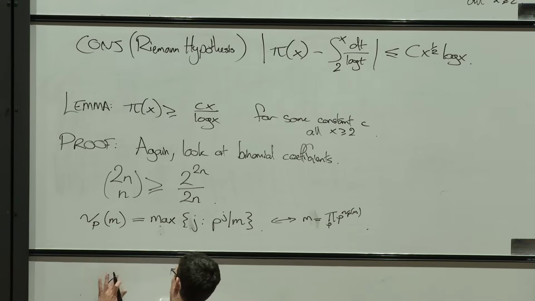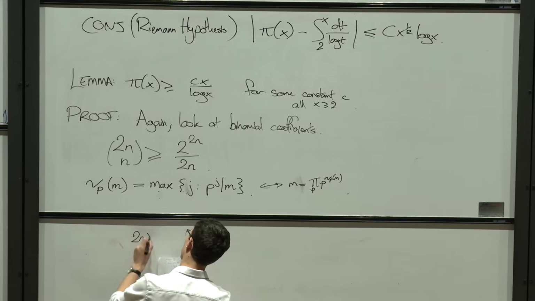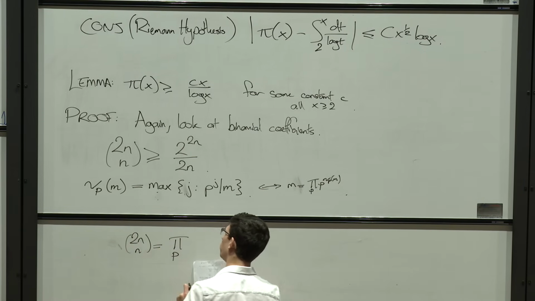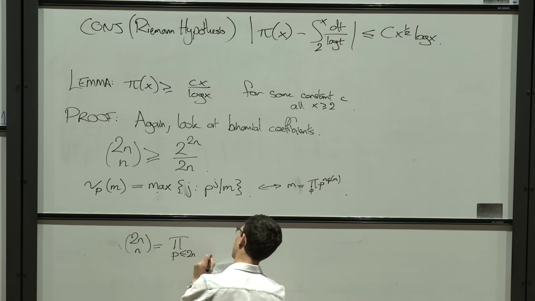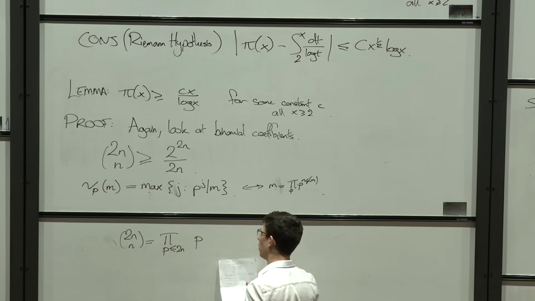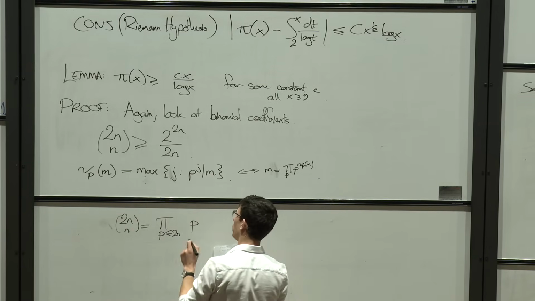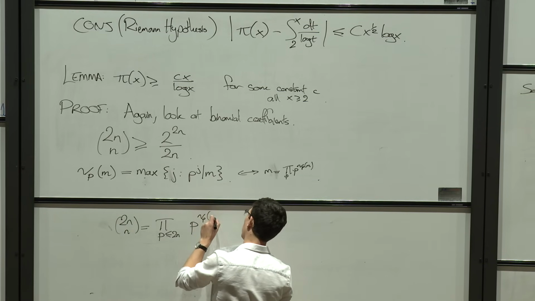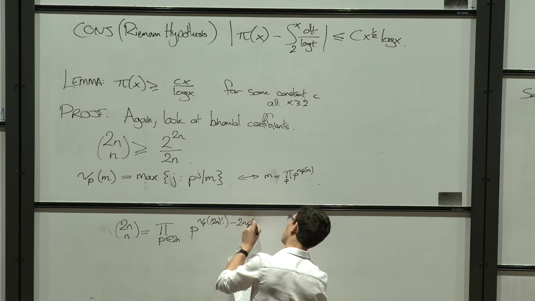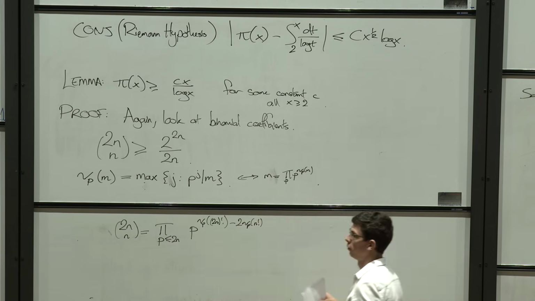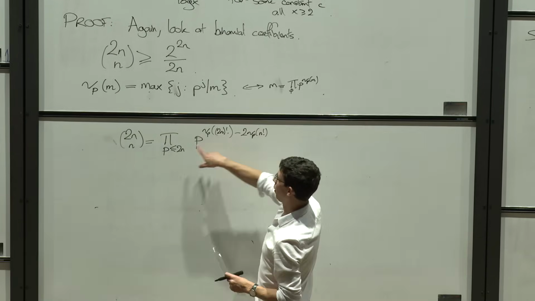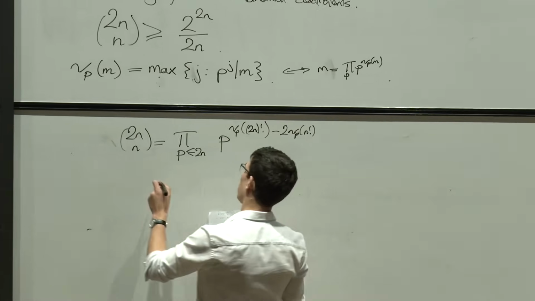But then we see that 2n choose n is equal to the product, well, over all primes, but the only primes that can possibly divide this are less than or equal to 2n, of p to the v_p of 2n choose n. But this is v_p of 2n factorial minus 2 times v_p of n factorial, just from the definition as 2n factorial divided by n factorial squared.